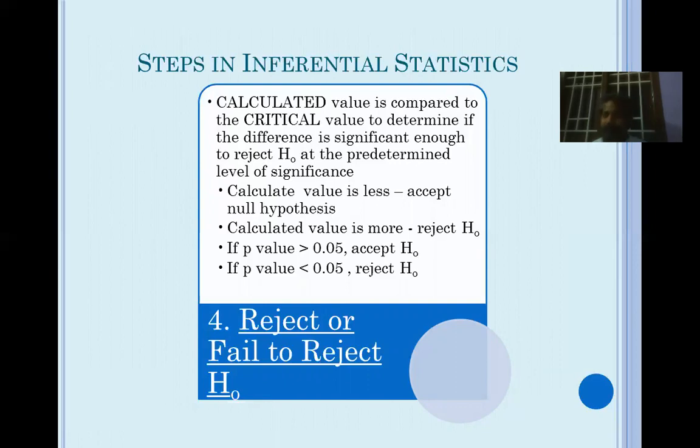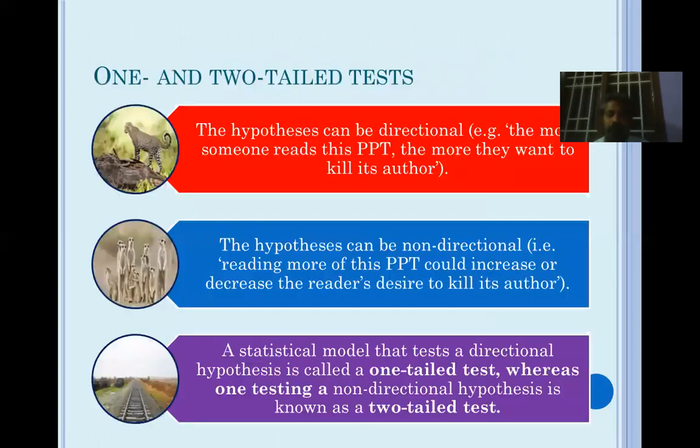Fine, it's very simple. These are 4 steps which are applicable for all kinds of statistical tests. Then there is something called a one-tailed or a two-tailed test. What are they? It depends on whether your hypothesis is directional or non-directional. If you are having a directional hypothesis, you have to go for a one-tailed t-test. If you're having a non-directional hypothesis, you go for a two-tailed test.